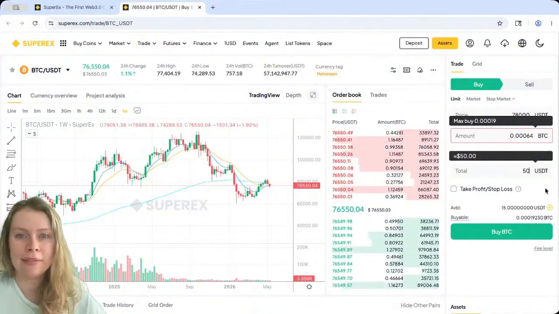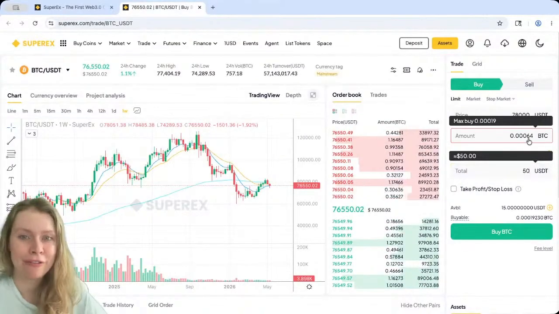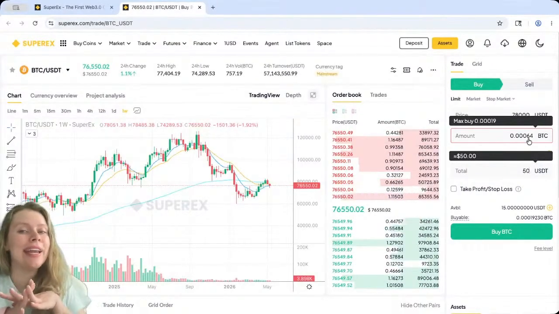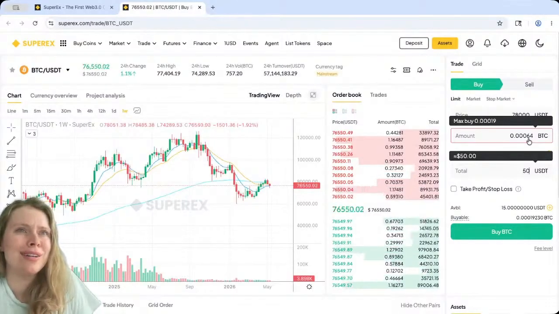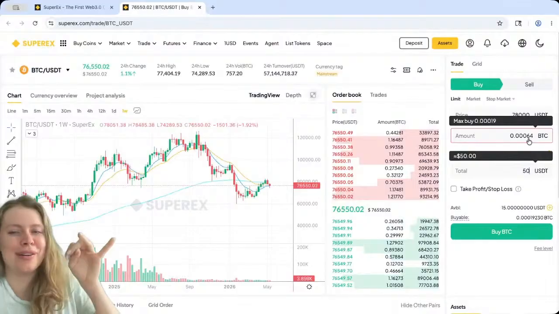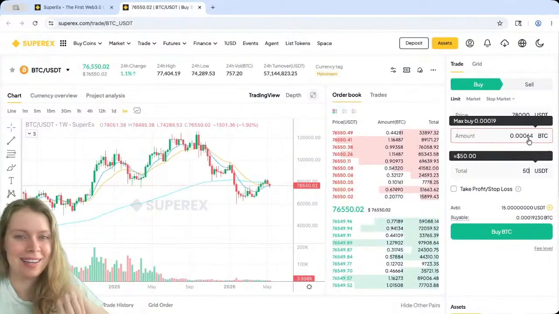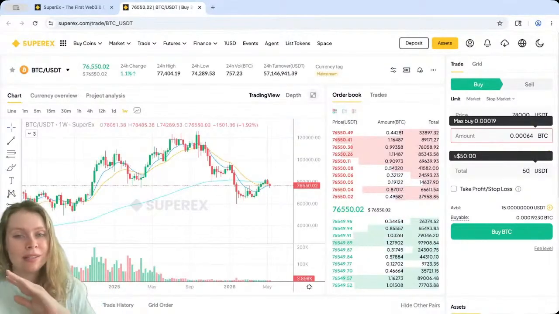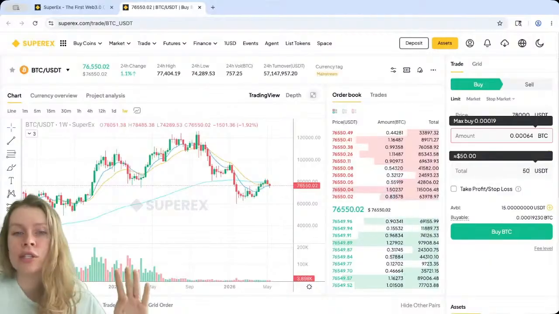What's just happened as I've clicked that in? The amount field has automatically calculated how much Bitcoin you'll get. So in this case, I will get 0.000064 BTC. So you don't have to do any math. SuperEx does it all for you. I love it. All right, just a quick tip.